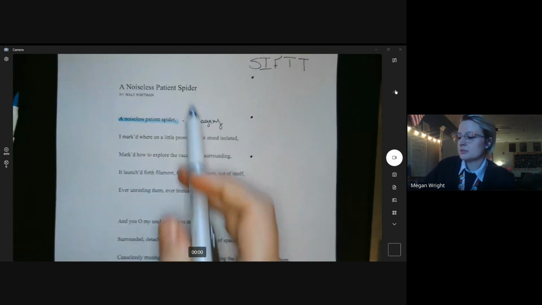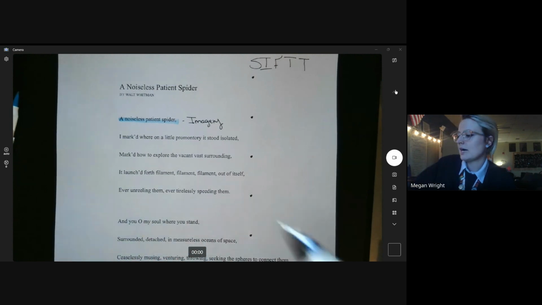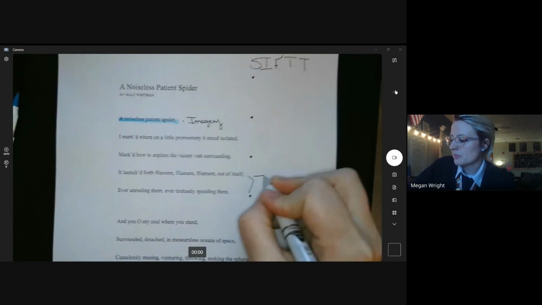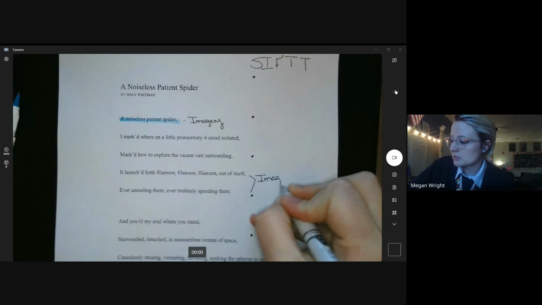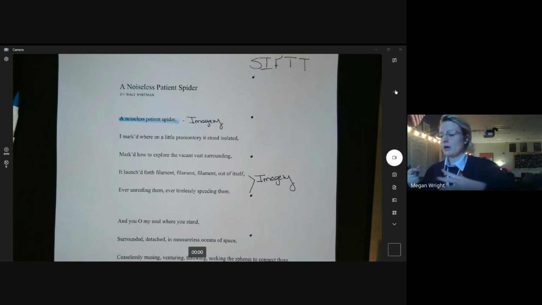Same here as we come down to the bottom lines of the first stanza where it talks about it launched forth filament, ever unreeling them, ever tirelessly speeding them. We're going to grab that as an example of imagery and then talk about how that language communicates something that's happening, a very kinetic, energy-focused idea. And what that means. Like the actual creation of the spider's web, right? And how he or it or she is creating this web.